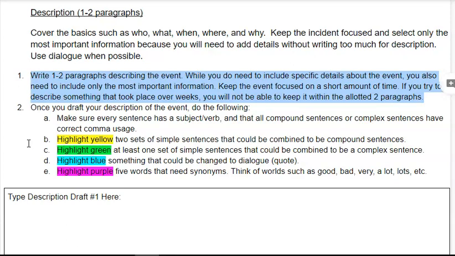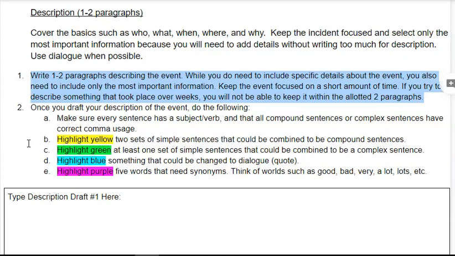I've given you a link in the assignment in Schoology. There's a link there if you need to go over what those are. Highlight green at least one set of simple sentences that could be combined to be a complex sentence. The blue is going to be something that could be changed to dialogue or a quote, so something that someone said that could be changed to their exact words in a quote.